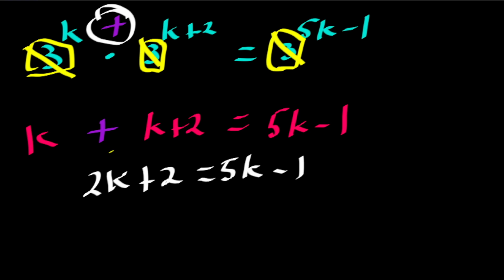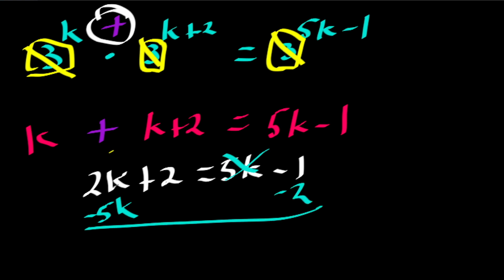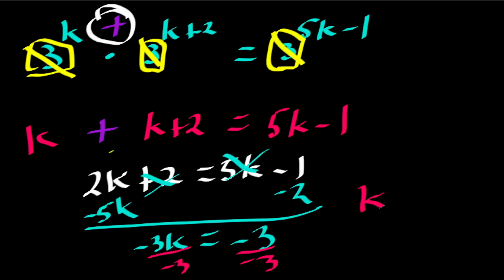Once again, I'm going to speed through this part to make the video easier to watch. I've uploaded videos on two-step equations, and this would actually be a multi-step equation, so check those out if you need them. I would subtract 5k here to get rid of this, and I would subtract 2 here to get rid of this. So we've got negative 3k equals negative 3. Then we're going to divide both sides by negative 3, and that should give us 1, I believe. Let me write it out just to make sure. Yep, k is going to equal 1.